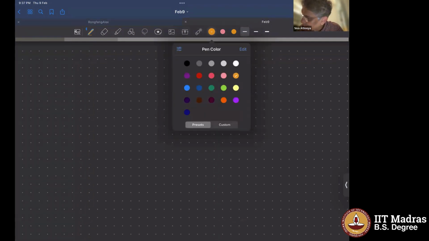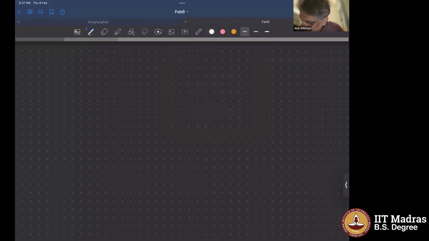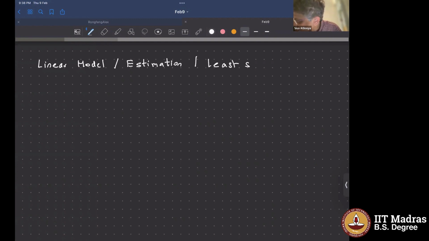So we will discuss today linear models. I'll define precisely what a linear model is. And then I'll discuss the problem of estimation given a linear model, what's estimable and not estimable. And then if I have time today, I'll close off with least squares estimation. So that's the plan for this week.